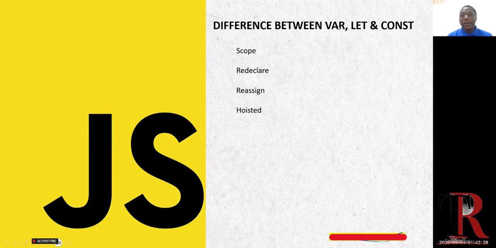So these are the differences between these three ways by which you can declare your variable. And do not forget that both let and const are not hoisted, which means they cannot be used if you don't initialize them. They cannot be used if not declared. So these are the differences between var, let, and const.